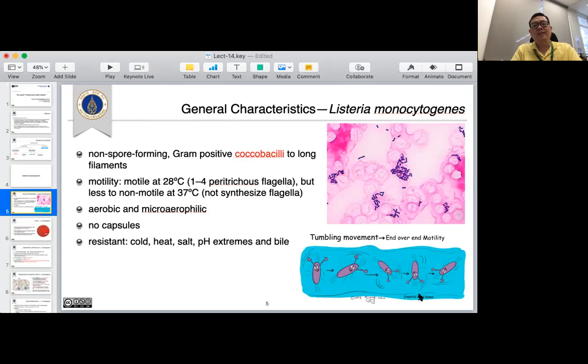This bacteria resists cold, resists heat, extreme pH, and resists salt. They resist salt, that means they can infect humans by the GI tract. They resist pH, that means they can pass through your stomach, with its low pH.